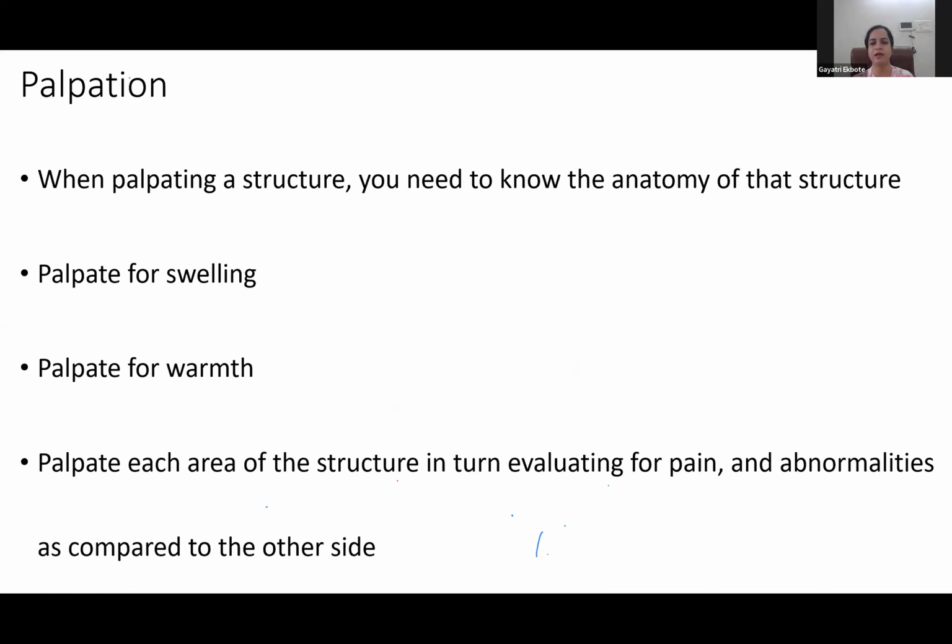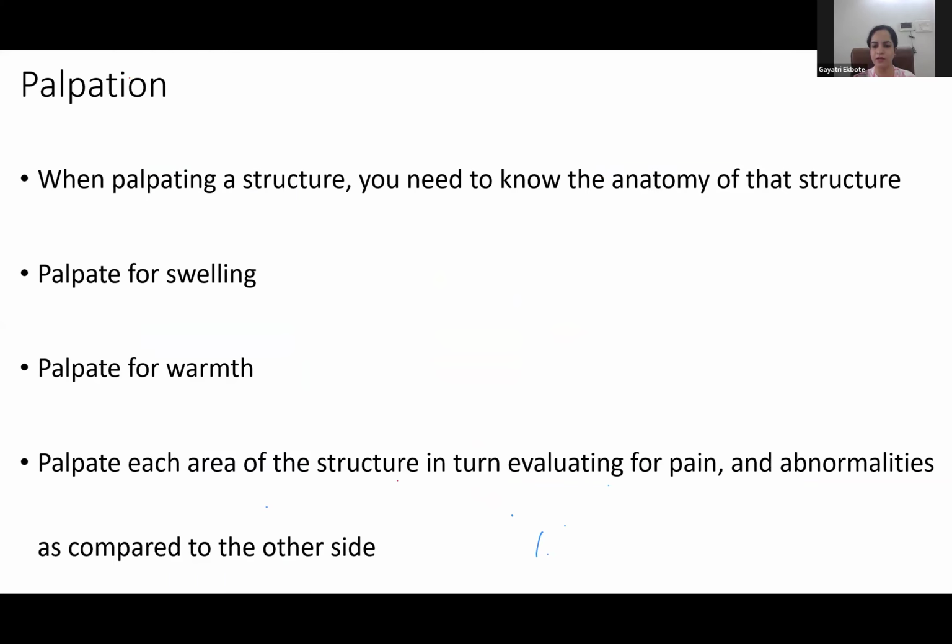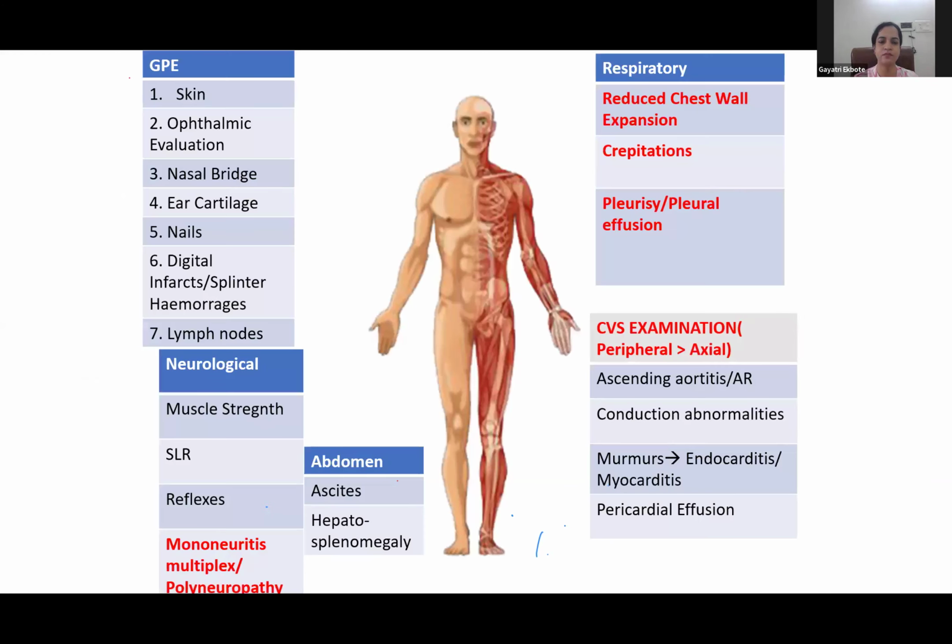You have to look for the swelling, warmth. So you all have learnt about palpation in your surgery postings. You have to palpate each area, and then you will evaluate it further. And obviously, if one wrist is swollen and another wrist is not swollen, you have to always compare. So this diagram is again from your Davidson.